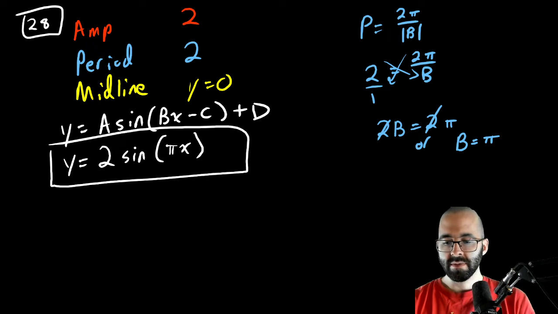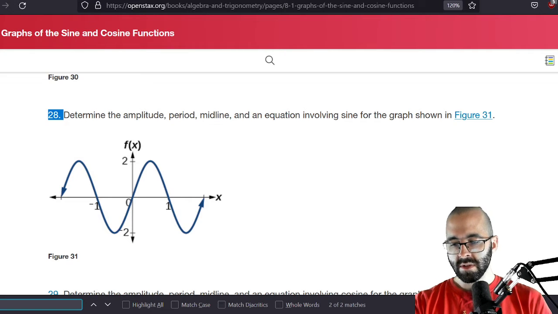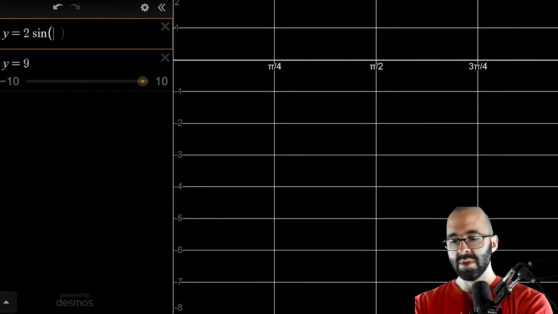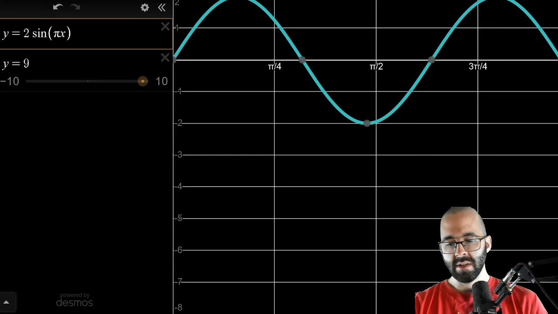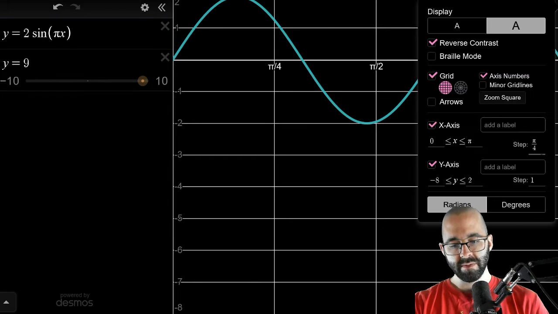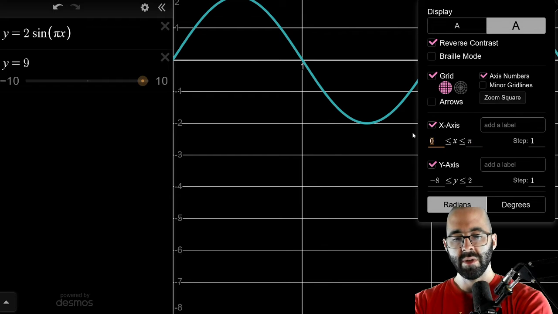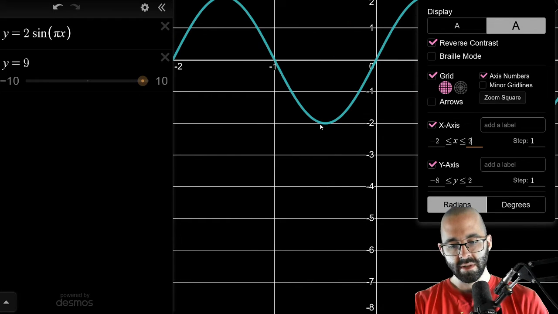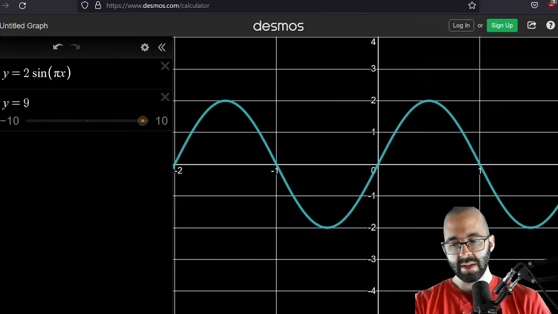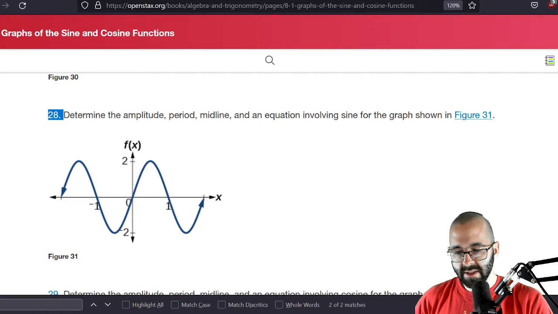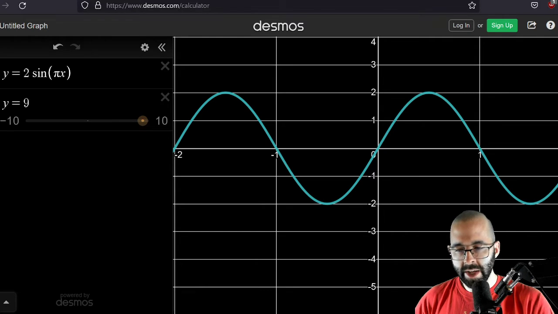This should be our equation. Well, let's graph it. Does y equals 2 times the sine of pi x look like the same graph? Put a step size of 1 and look from -2 to +2 so that it has the same scale. Do these look like the same graph? Yes, they do. That's number 28.